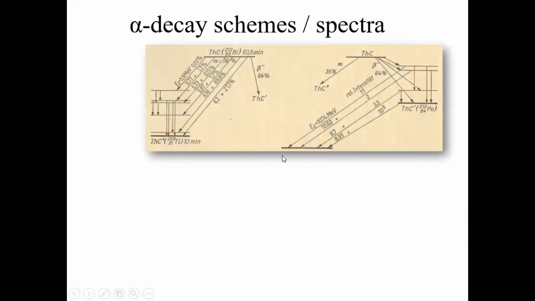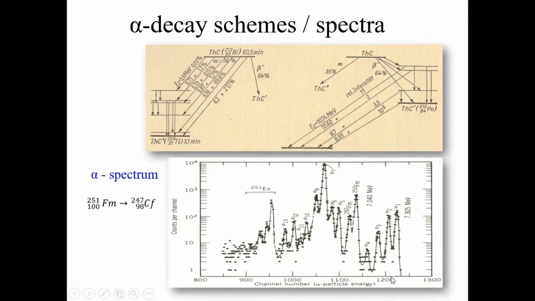We can also see the alpha particle spectrum or the decay schemes. The alpha particle spectrum for californium, we can observe for the different channel numbers or for the alpha particle energies. We can see that there are peaks, and for one energy, one peak is observed, with the full width at half maxima. So we can see that these are the transitions that are occurring.